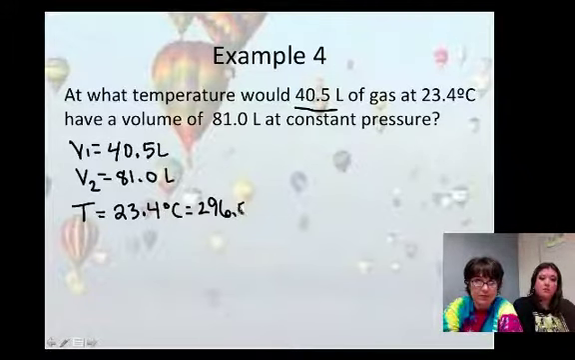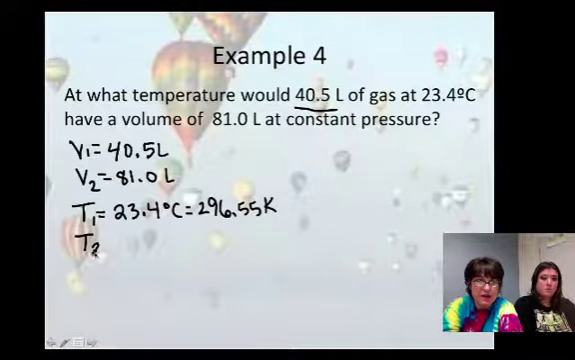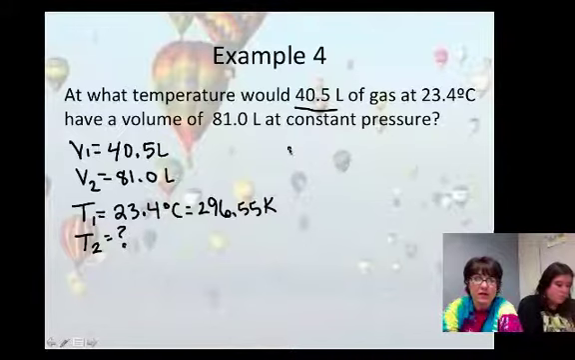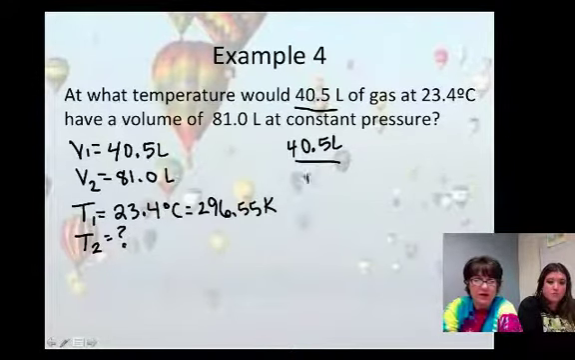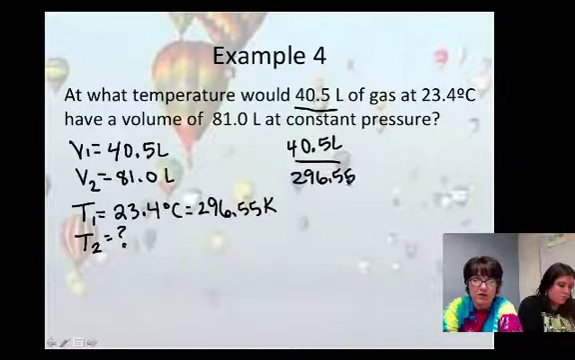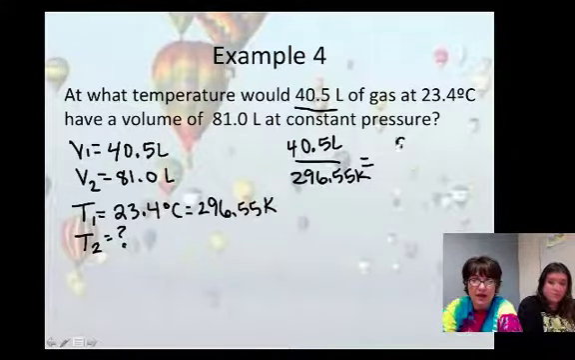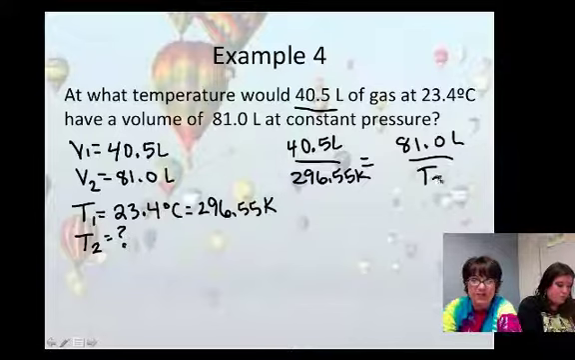$296.55. Okay, so that's my first temperature. And then my second temperature matches my volume of 81 liters. So I'm going to cross multiply. V1 is 40.5 divided by T1, 296.55 kelvins. And that is equal to 81.0 liters over T2.